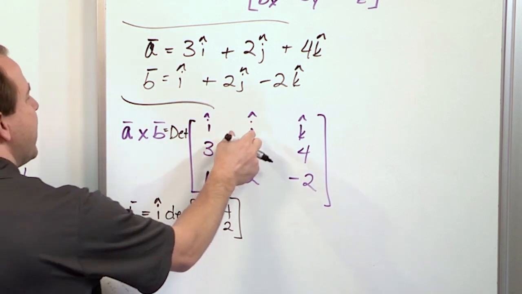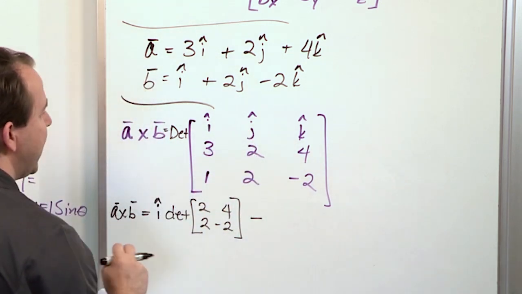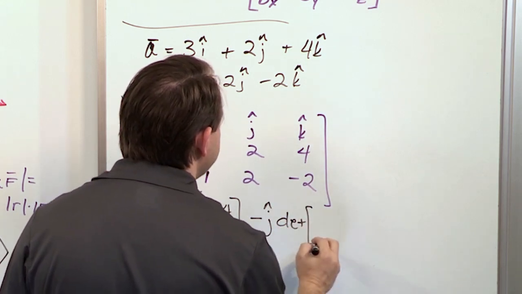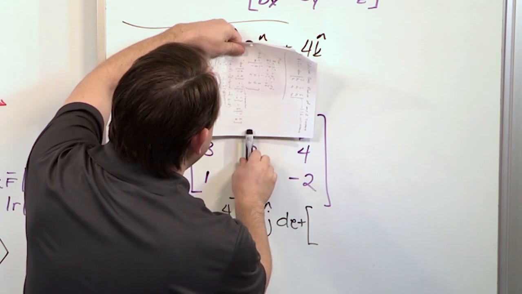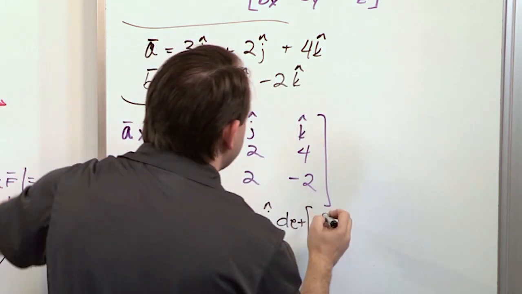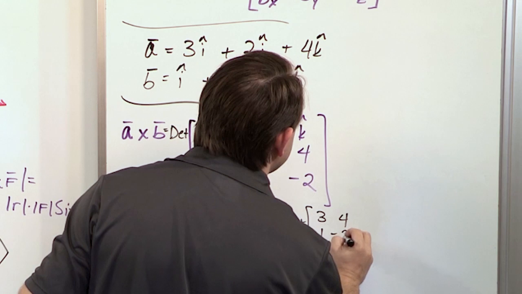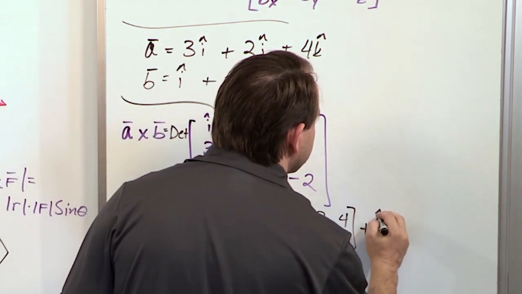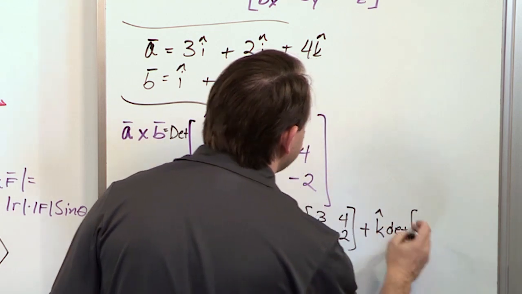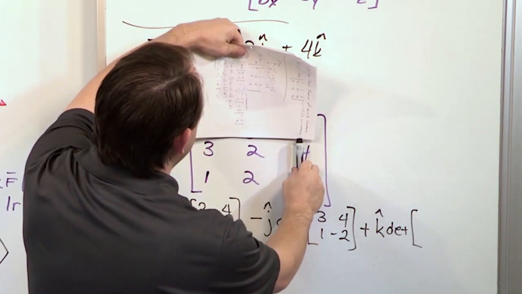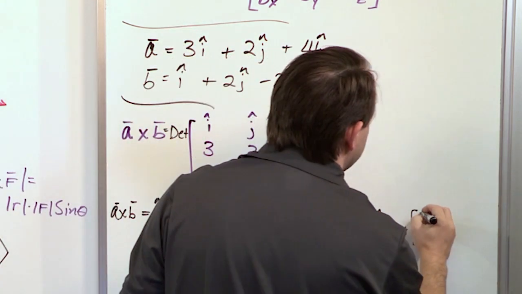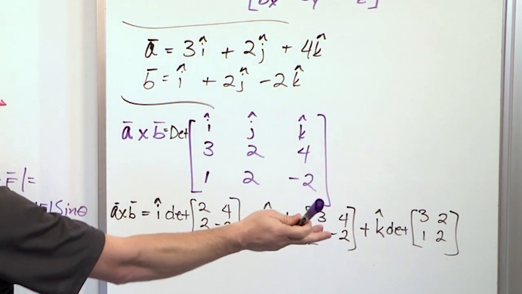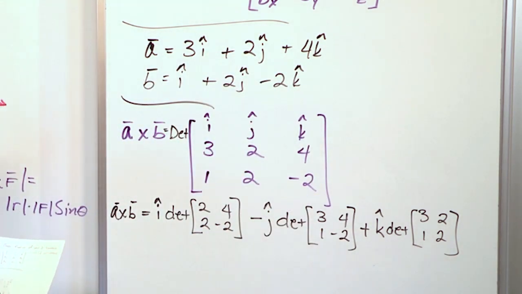Okay. Now we have to go to the next guy, but we always have to remember to put our negative in here, and J hangs around in front times the determinant of the matrix that's left over when we cover these guys up. 3, 4, 1, negative 2. Right? And then we have plus in the K direction times the determinant of whatever's left over when we cover these guys up. We have 3, 2, 1, 2. And this is basically how you are going to end up finding the cross product of these vectors.